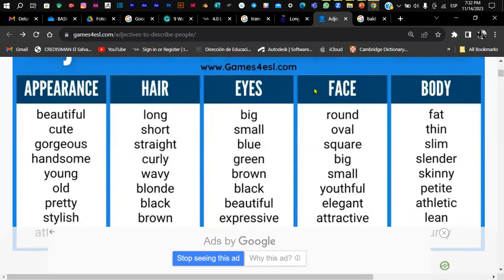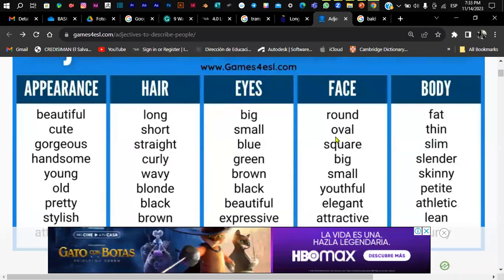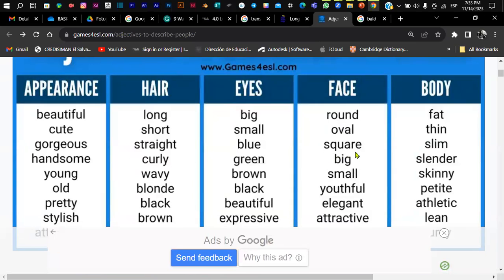Blue, green, brown, black, beautiful, or expressive eyes. Face, describing the face, what adjectives can you use? Round, oval, square. What is a square face? Cuadrada. Cuadrada, yes.